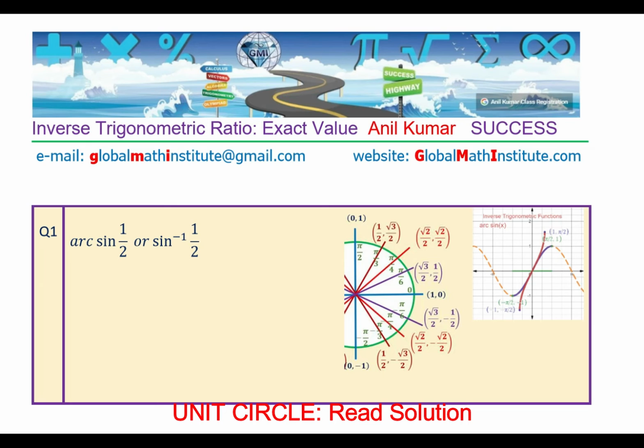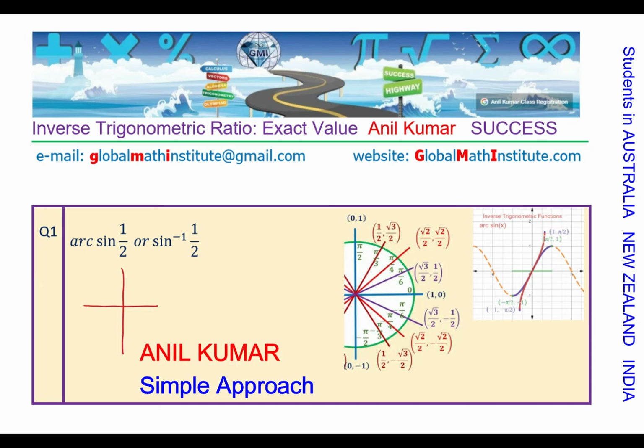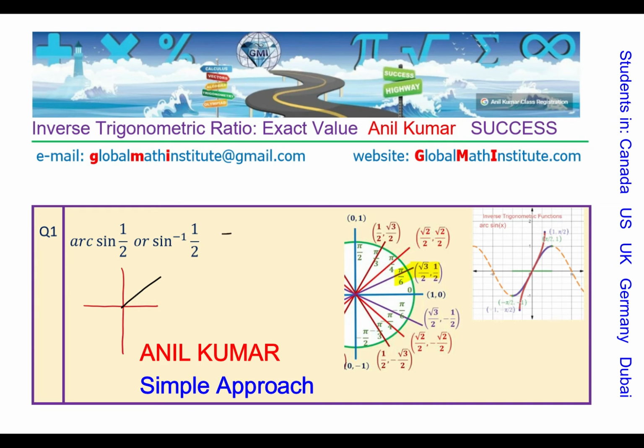So here we'll find the value of arc sine half, or sine inverse of half. As you know, for sine inverse of half, we are looking at quadrant 1, right? It is positive in quadrant 1, correct? So in the unit circle, you can look for the y value where it is half, right? So that gives you the angle, correct? So this is pi by 6, and directly you can write this value as equal to pi by 6.